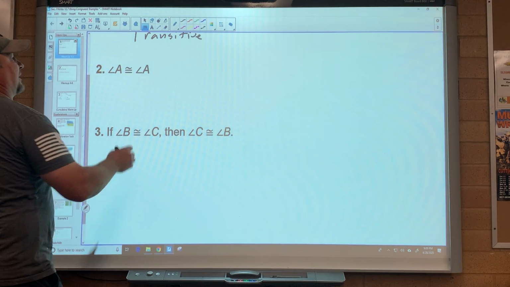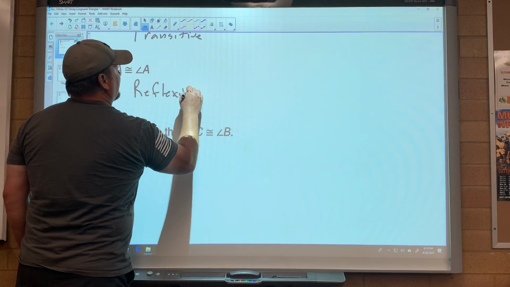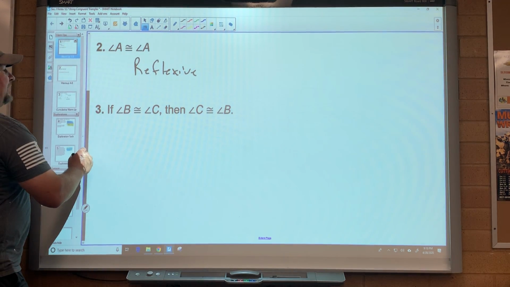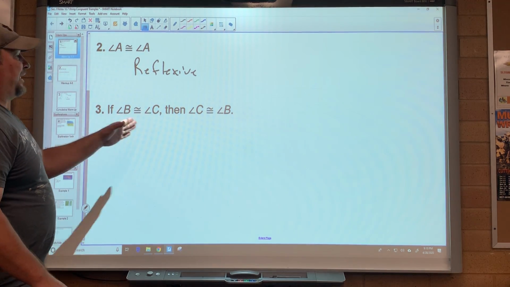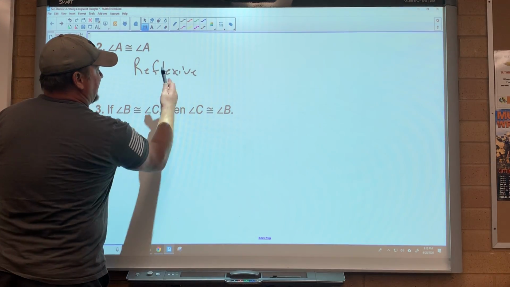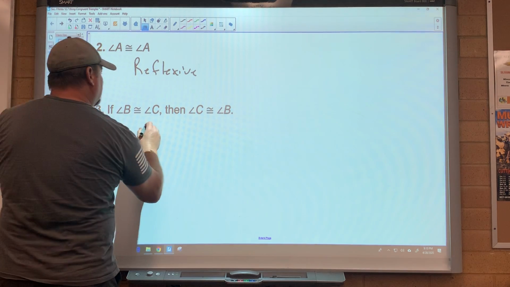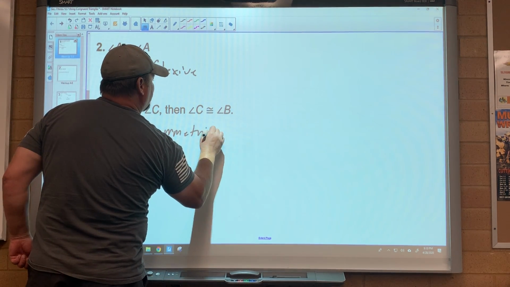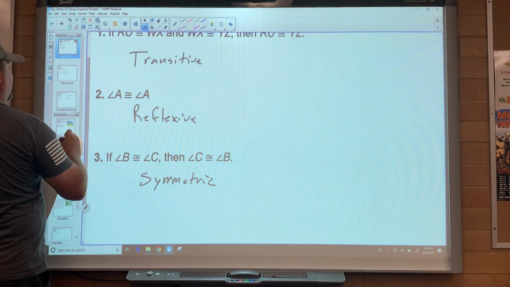The next one is angle A is congruent to angle A. Well, that's reflexive. That's like looking in the mirror. Number 3 is if angle B is congruent to angle C, then angle C is congruent to angle B. It's kind of like there would be a line right here, and we flip this over and it lands right on that. We call that symmetric. So we've got symmetric, we've got reflexive, and we've got the transitive rule.